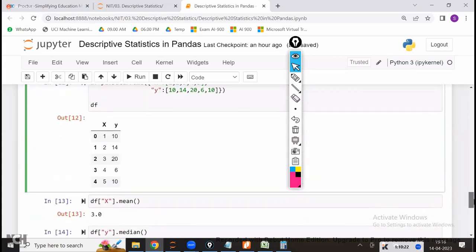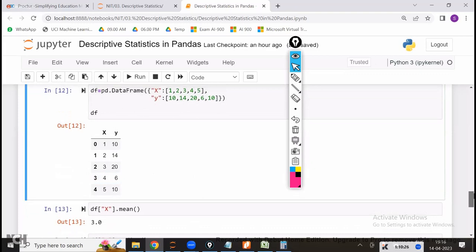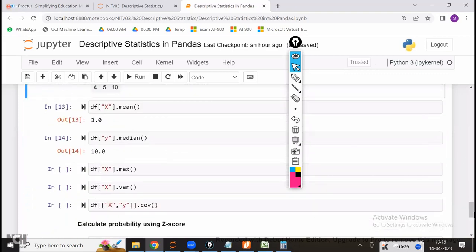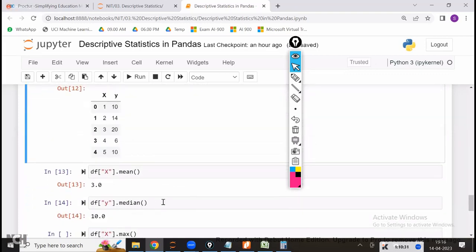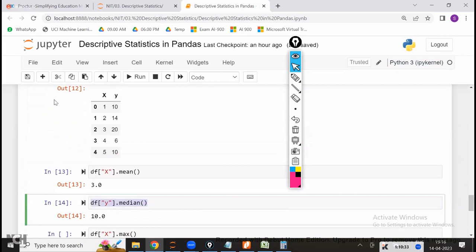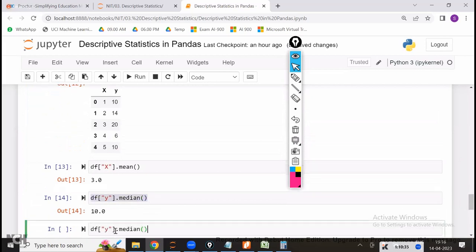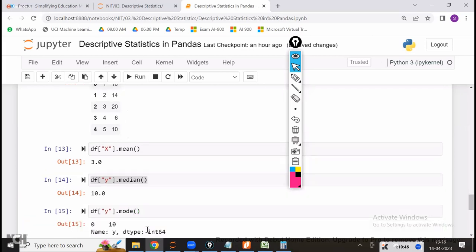Next, what is the next one? Mean, median, and mode. The next one is called mode. So for example, in this particular variable, the same df of y dot mode. I'm applying the mode on the y variable. Now in the y variable, what is the repeated one? 10 was repeated. So I'm going to get the 10.